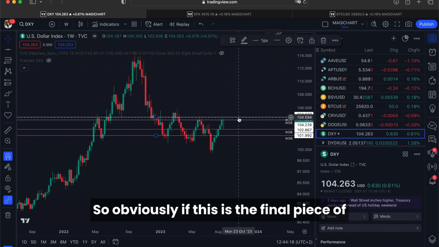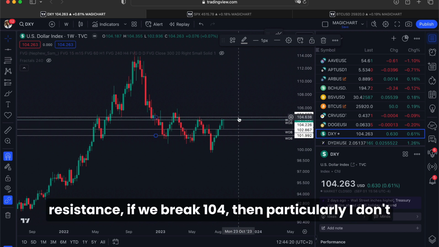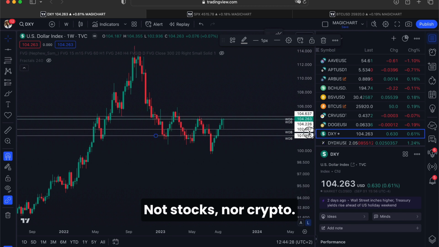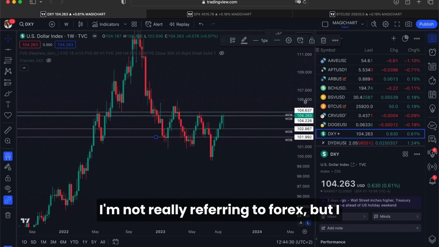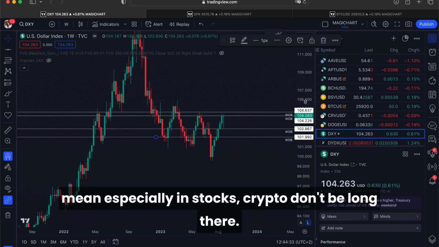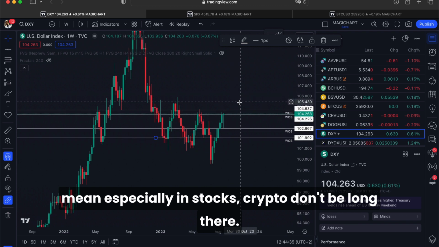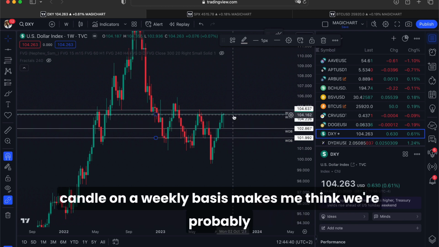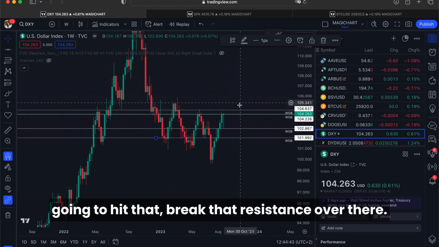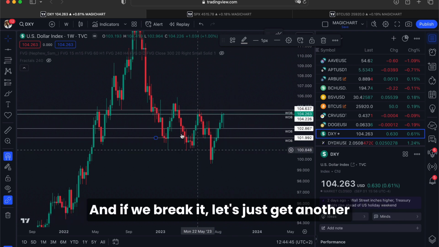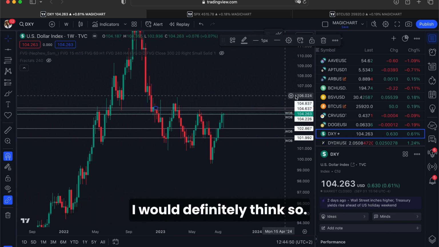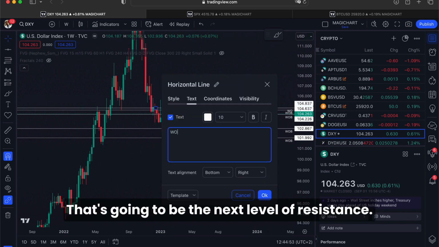Obviously, if this is the final piece of resistance, if we break 104, then I don't think we should be long on anything really. Not stocks, not crypto. I'm not really referring to Forex, but especially in stocks and crypto, we don't belong there. The fact that we had a big buy-in candle here on a weekly basis makes me think we're probably going to break that resistance over there. And if we break it, let's get another order block, which is going to be that one there, I would definitely think. So that's going to be the next level of resistance.